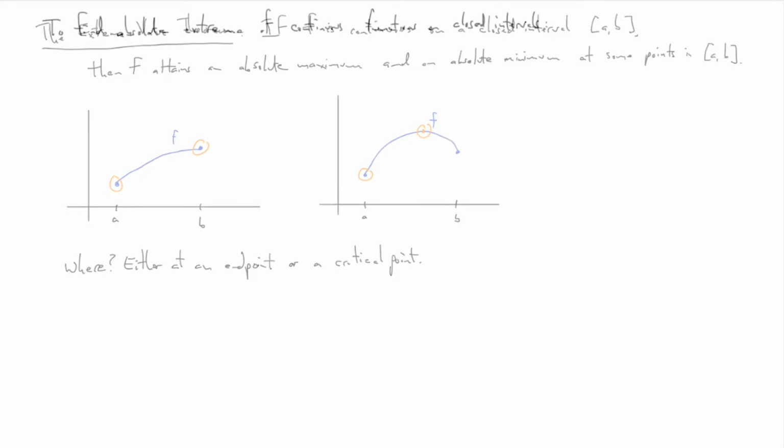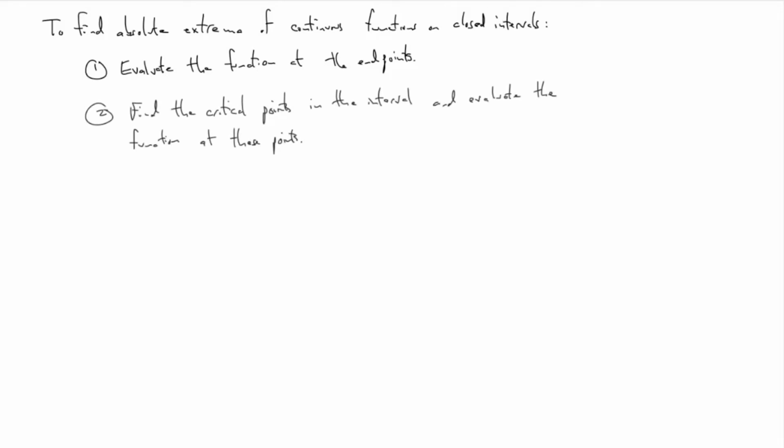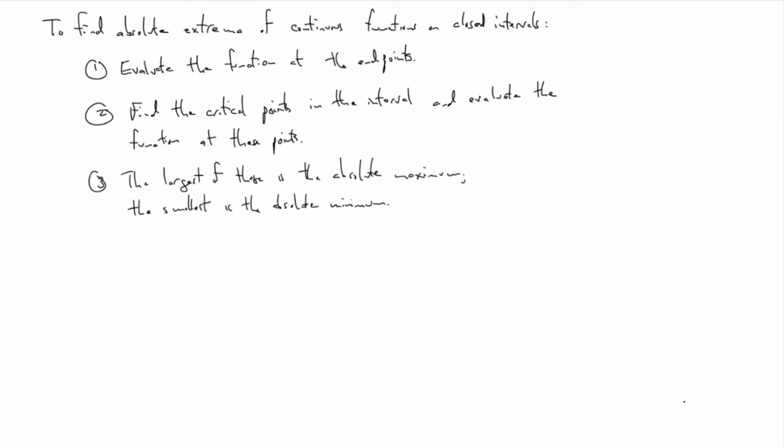for the function. And this suggests a technique for finding the absolute extrema of a continuous function on a closed interval. First, evaluate the function at the endpoints of the closed interval. Second, find the critical points of the function that fall within the closed interval that we're looking at, and evaluate the function at those points. And then finally, simply compare. The largest of the values that we just found is the absolute maximum, and the smallest, the absolute minimum.